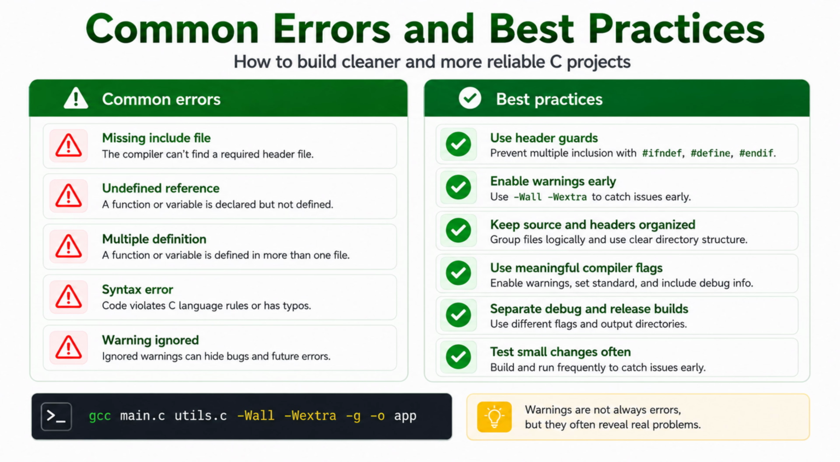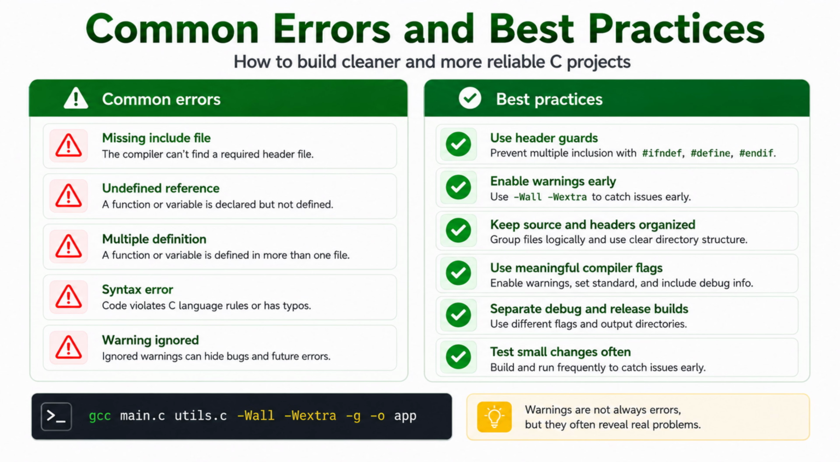C projects often fail because of simple but important mistakes. Missing include files happen when the compiler cannot find the required header. Undefined reference errors happen when a function is declared, but its implementation is not linked. Multiple definition errors usually happen when variables or functions are defined in headers or duplicated across source files. Syntax errors come from invalid C code, and ignored warnings can hide real bugs.